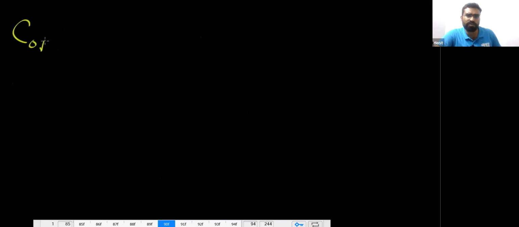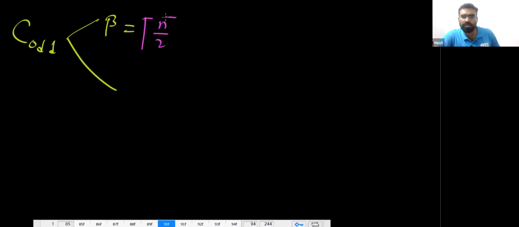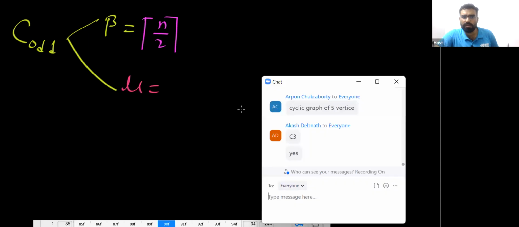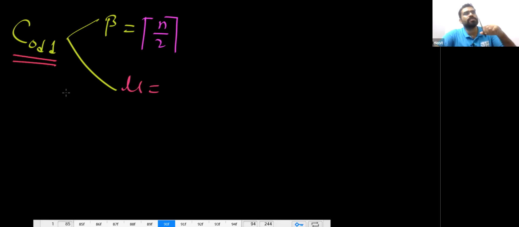For example, if you have C odd, then what will be β? β means vertex cover. The vertex cover will be n by 2 ceil, and μ will be n by 2 floor.